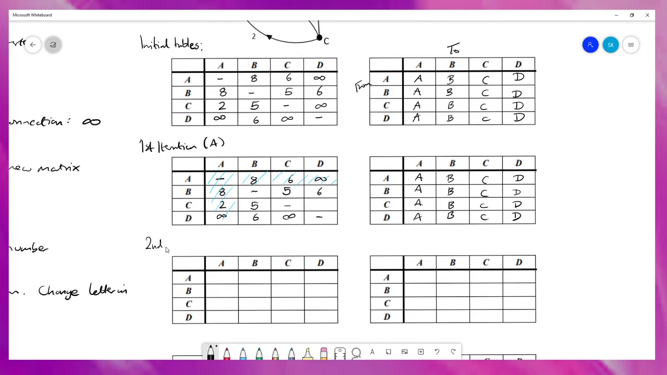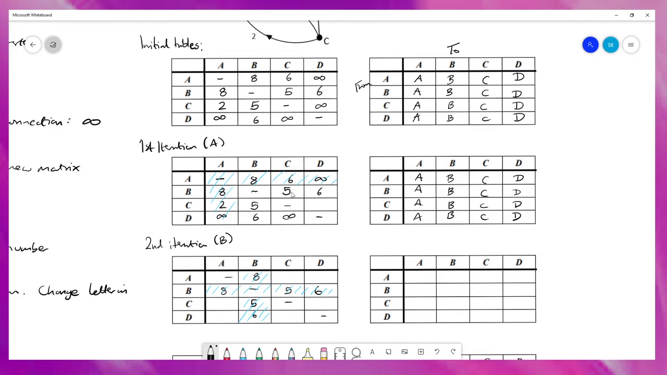So for our second iteration, we're going to be looking at B. So we copy the B row and column into our new matrix. And then again, we shade that in. Now don't forget, with the shading, your numbers still need to be visible. So make sure you're not colouring it in darkly. Okay, so let's go through that process again.